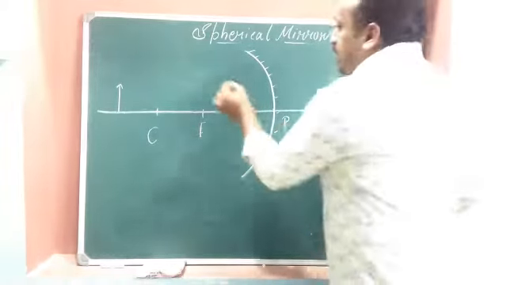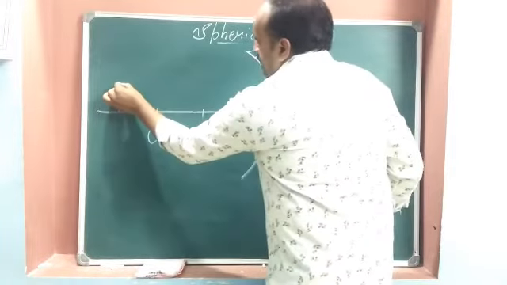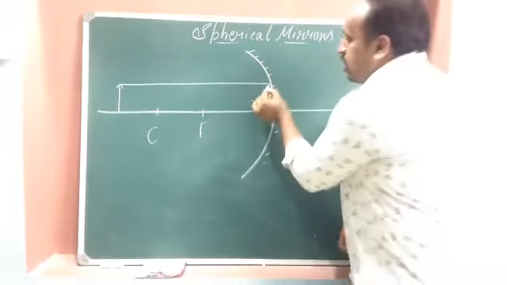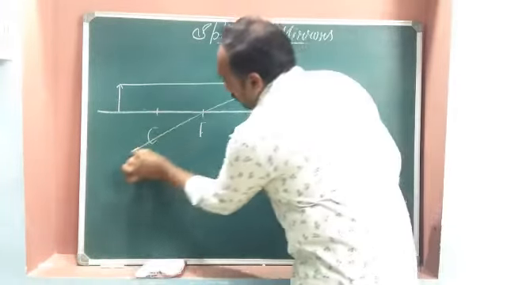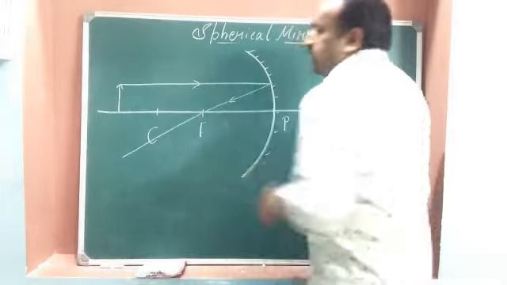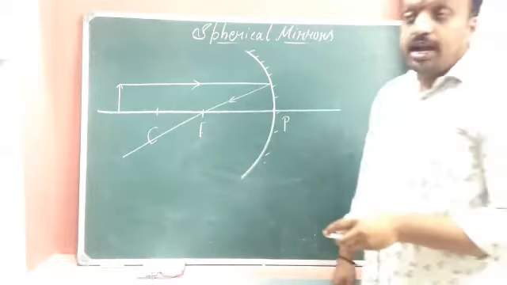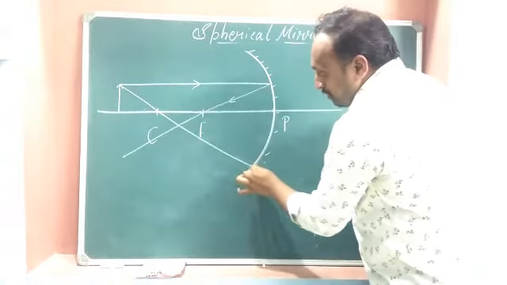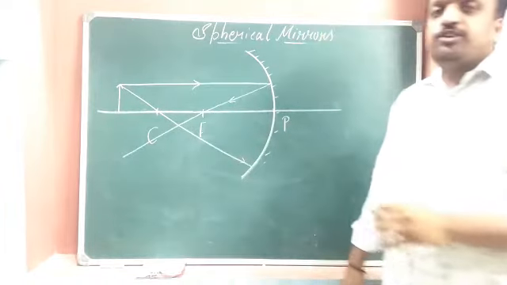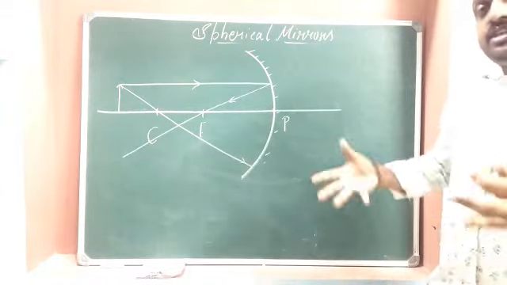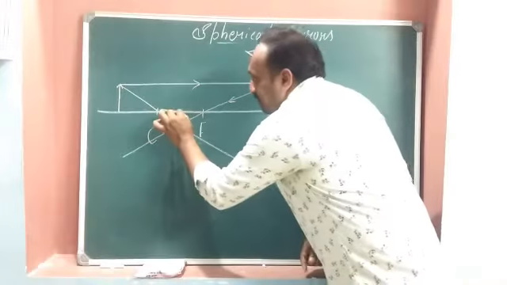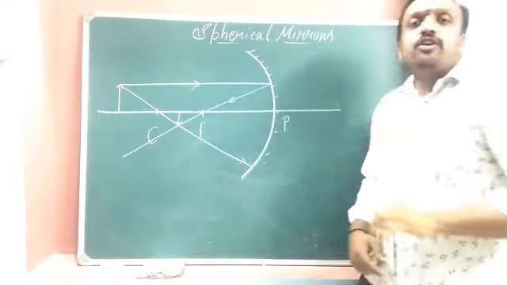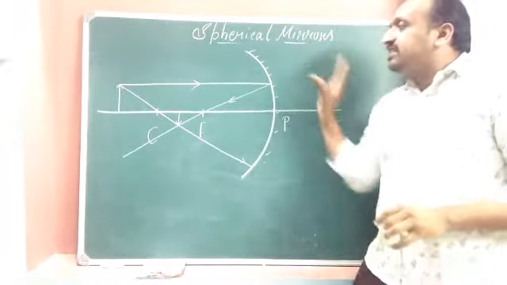First, a ray of light which is parallel to the principal axis. After reflecting, it passes through the focus. Clear? This is one rule. Another one, a ray of light passing through the center of curvature will not deviate. Then where the image is going to form? Here. So this is the rule we are going to follow to construct the ray diagram.